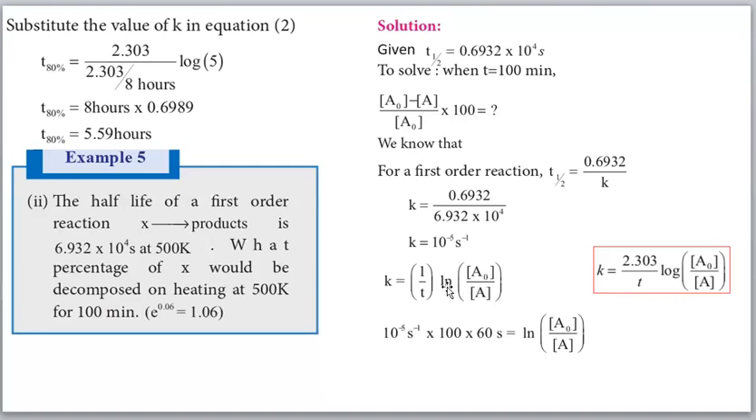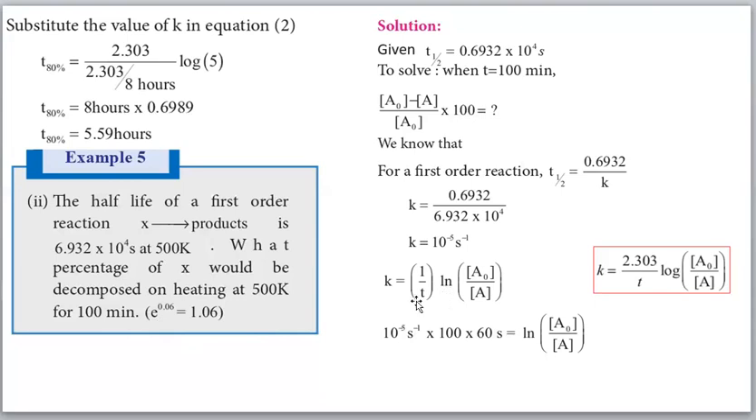Then why have we written ln here? We could solve the problem using the common log also. But you see, in the question they have given e to the power 0.06 equal to 1.06, so we have to apply this value. Natural log means the base is e. That's why we have written natural log here.